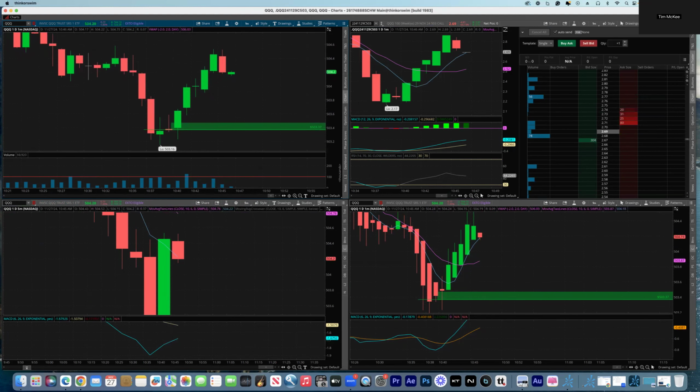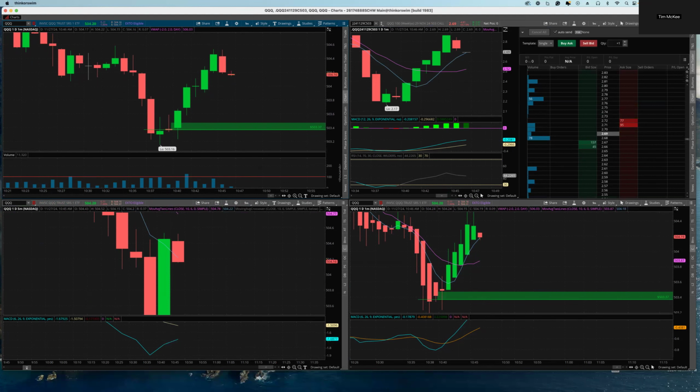All right, let's see if we have an opportunity to scalp this. I'll be at the 505 on the put side. 505 on the put side.